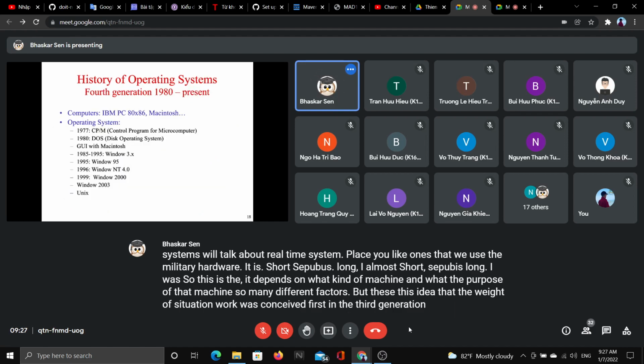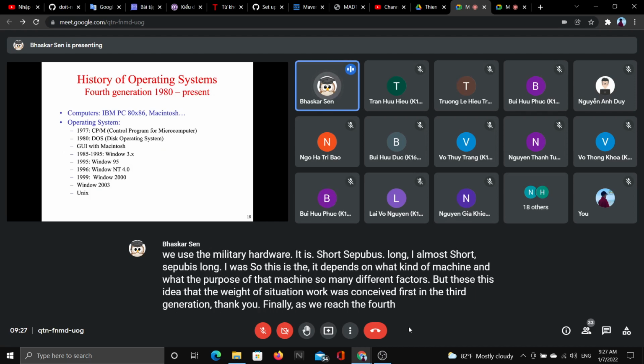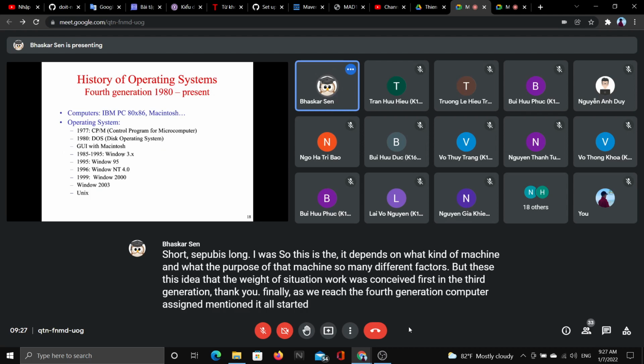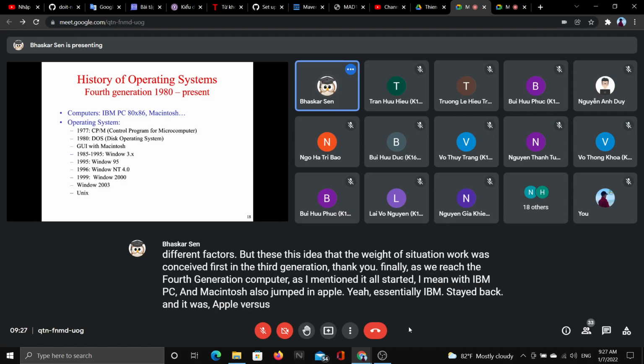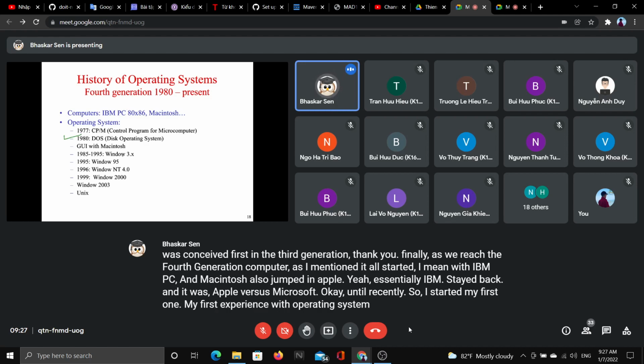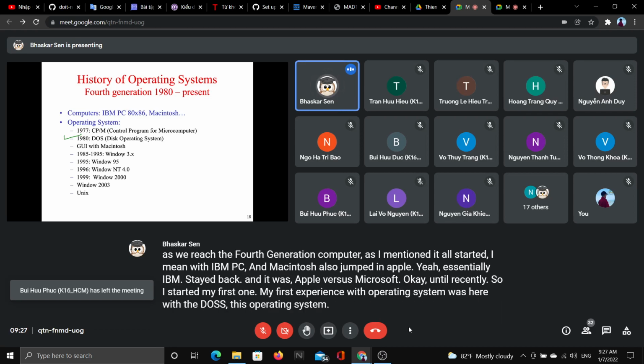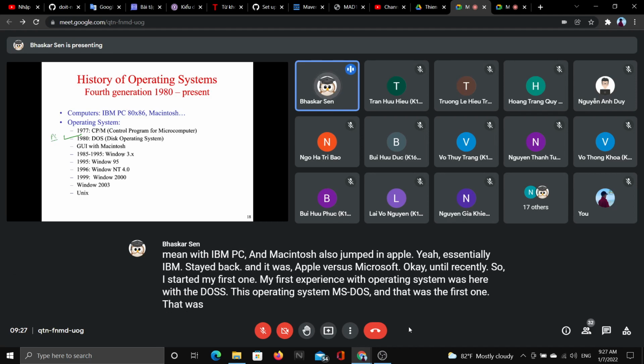Finally, as we reached the 4th generation computer, as I mentioned, it all started with the IBM PC, and Macintosh, Apple, also jumped in. Essentially, IBM stepped back, and it was Apple versus Microsoft, until recently. My first experience with an operating system was with DOS, disk operating system, MS-DOS, and that was the first one launched by Microsoft to support the PC, or personal computer.